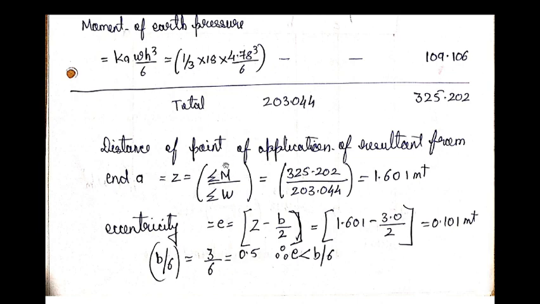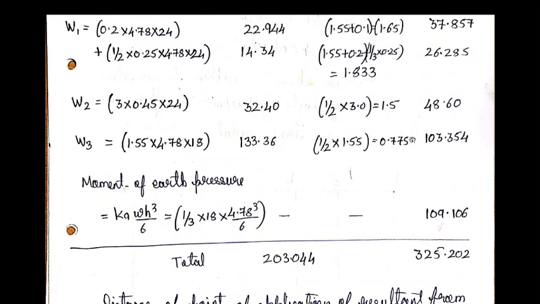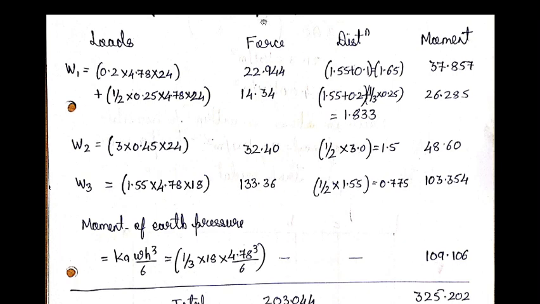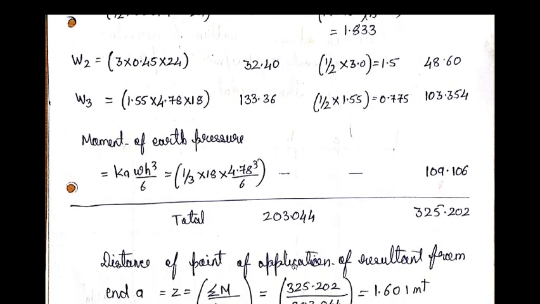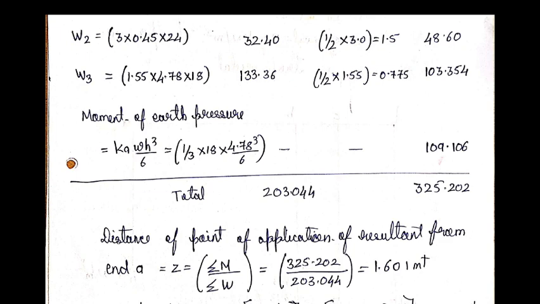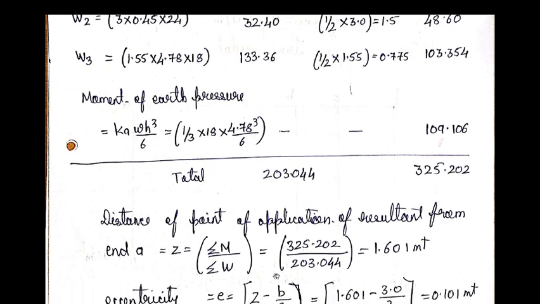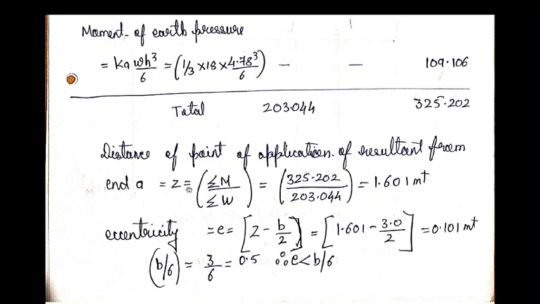So this is our summation of moment divided by summation of the force. So moment we had calculated from the stability calculation. So this corresponding is the moment and this corresponding is the force. So doing the summation of this and substituting here in the formula, the eccentricity is computed here, z minus b by 2. So this z portion is nothing but this, which is 1.601 meter. So 1.601 meter minus b, which is the base width of the slab, 3 by 2, which works out to be 0.101 meter. So the eccentricity is 0.101 meter.